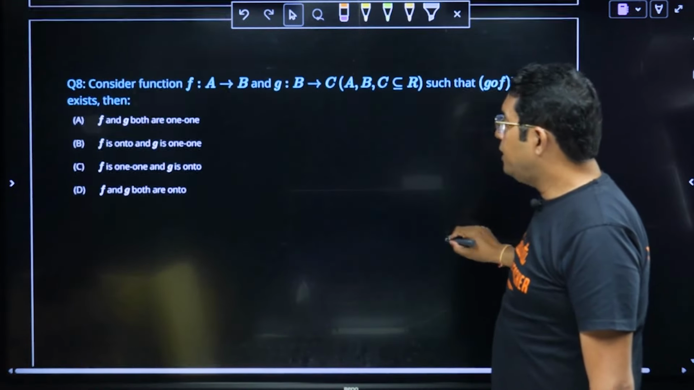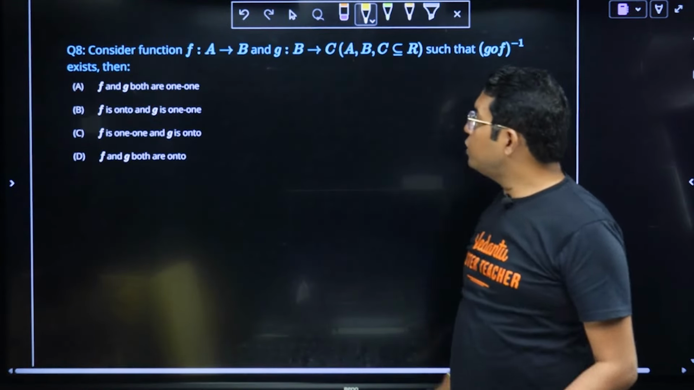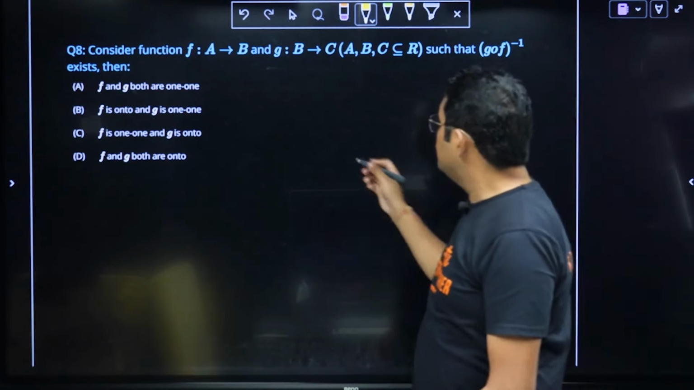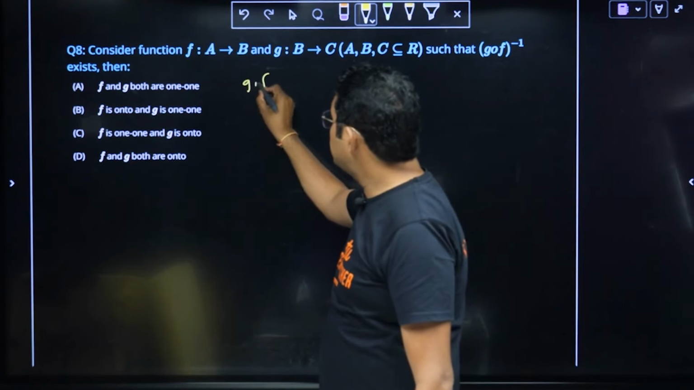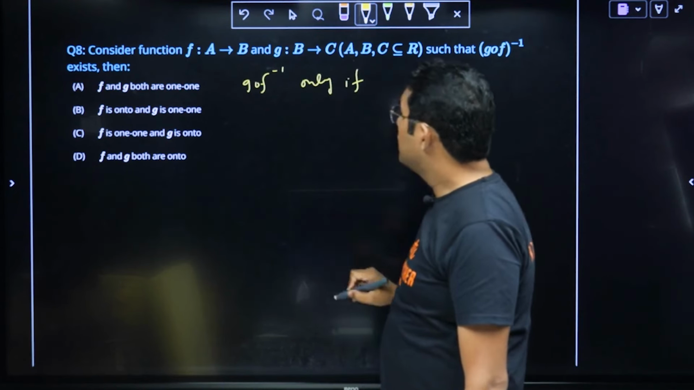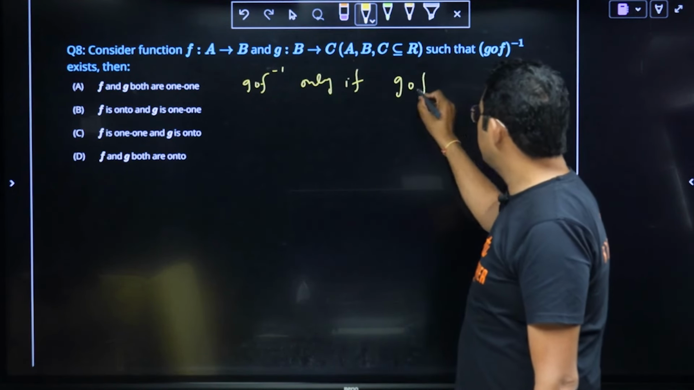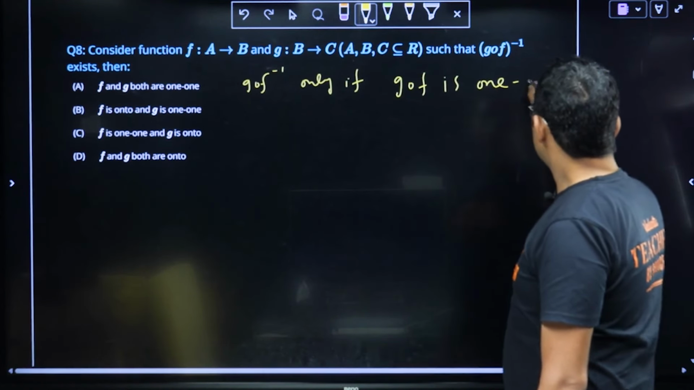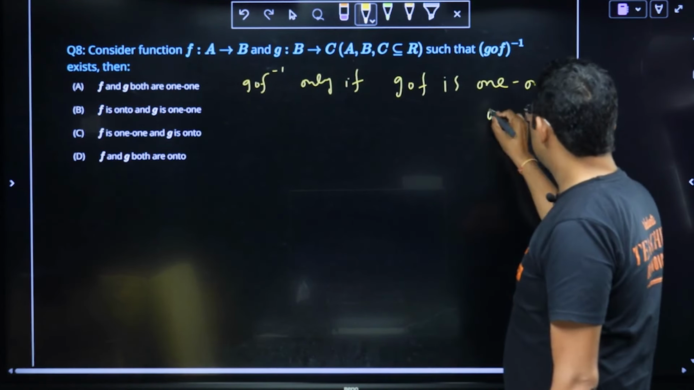Coming to question number 8, here we are given f from A to B and g from B to C such that gof inverse exists. Now please see, gof inverse exists only if gof is bijective. gof is 1-1 and onto.